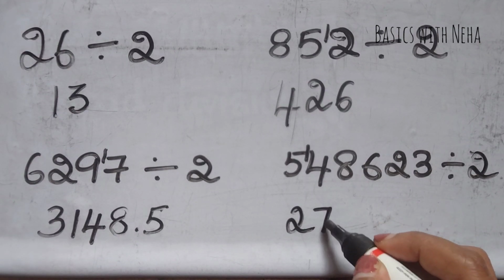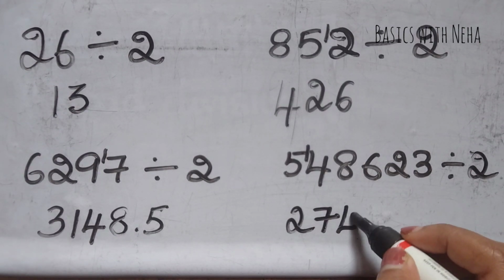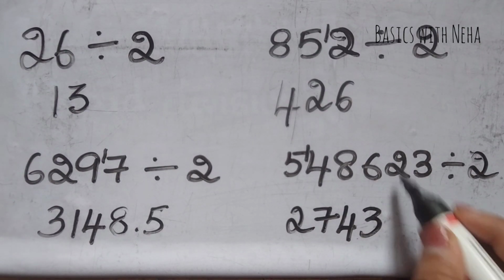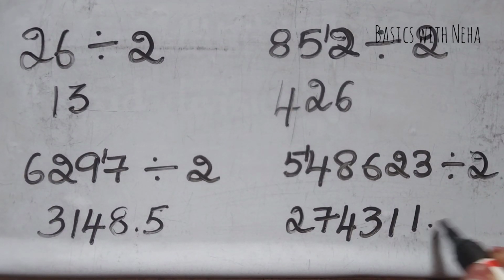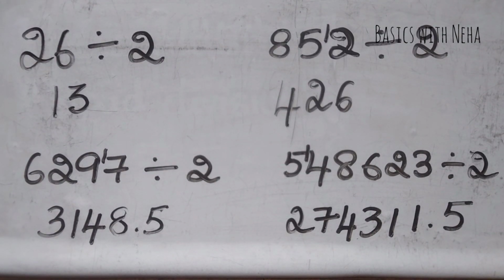Half of 14 is 7. Half of 8 is 4. Half of 6 is 3. Half of 2 is 1. Half of 3 is 1.5. It's the last number, so take 1.5 as it is.